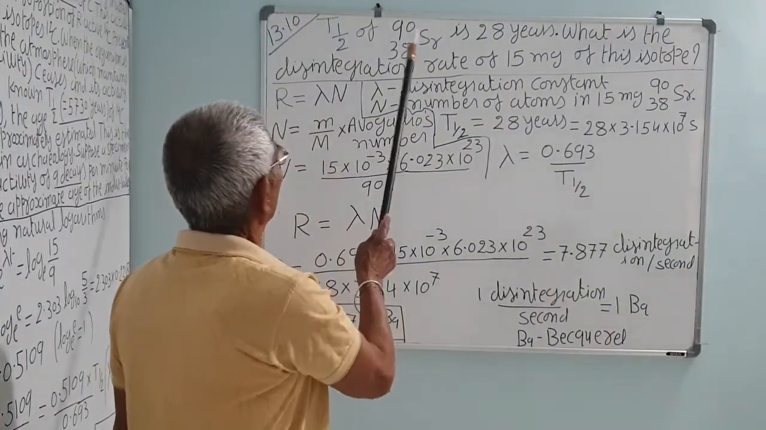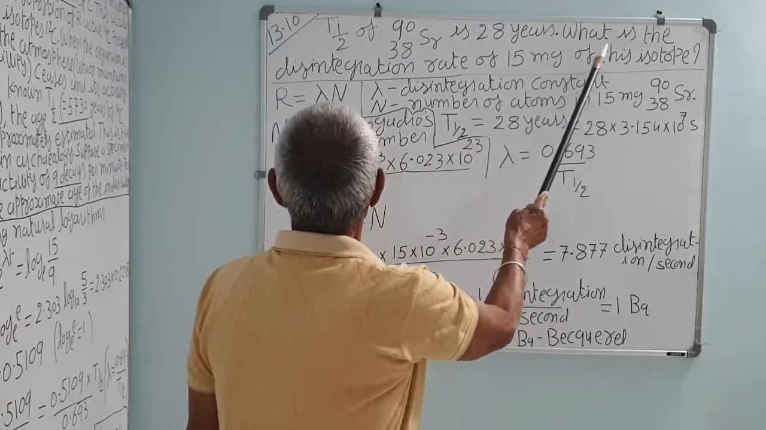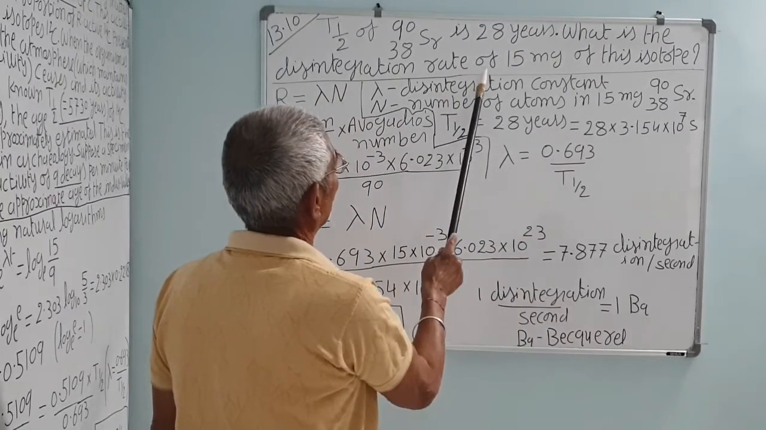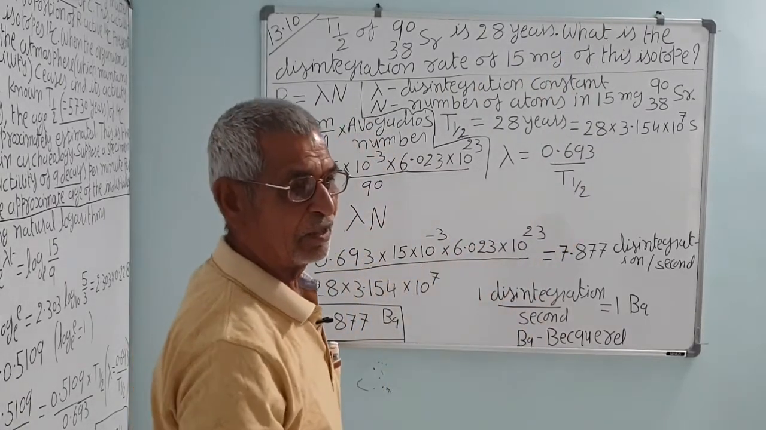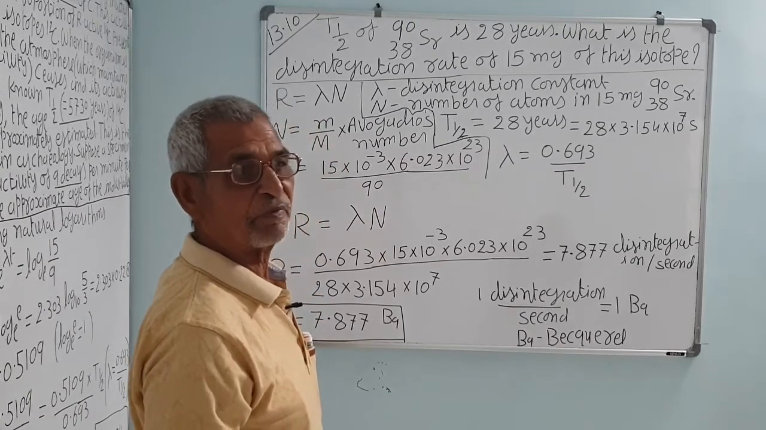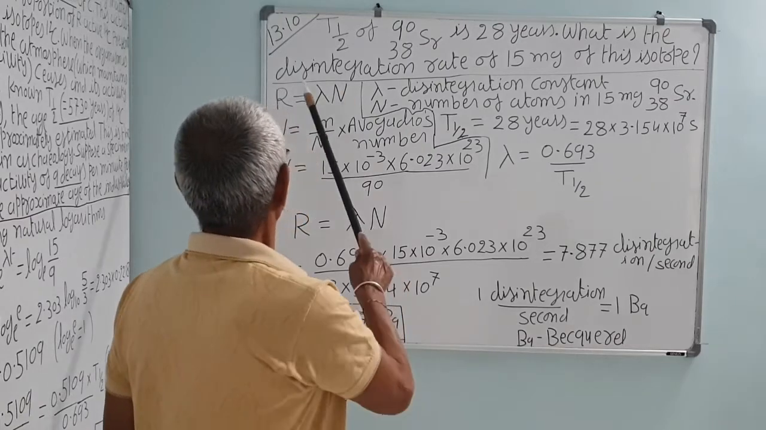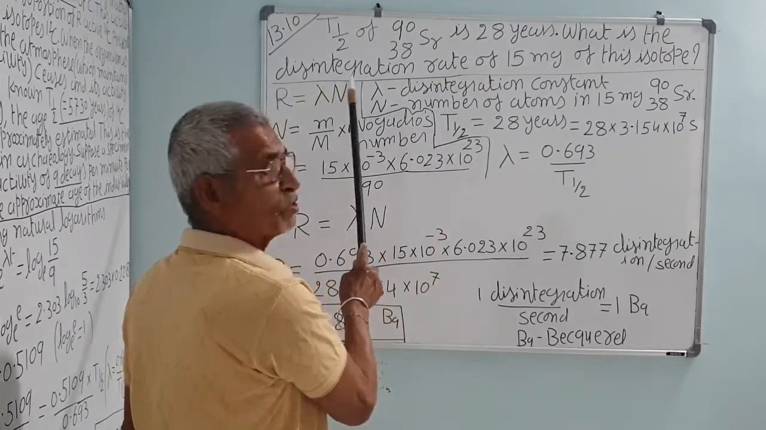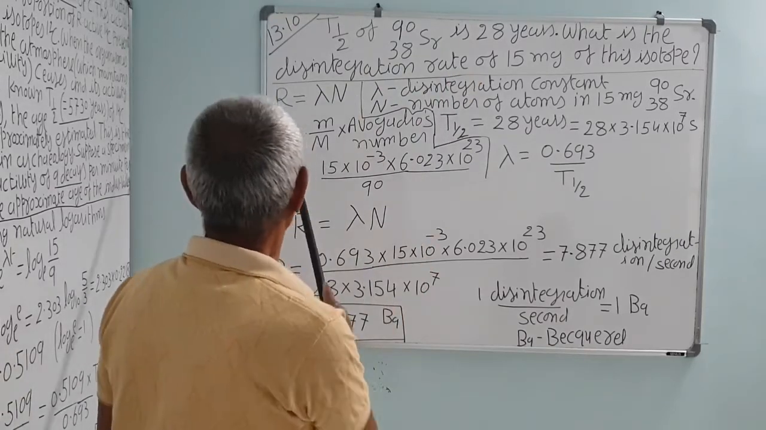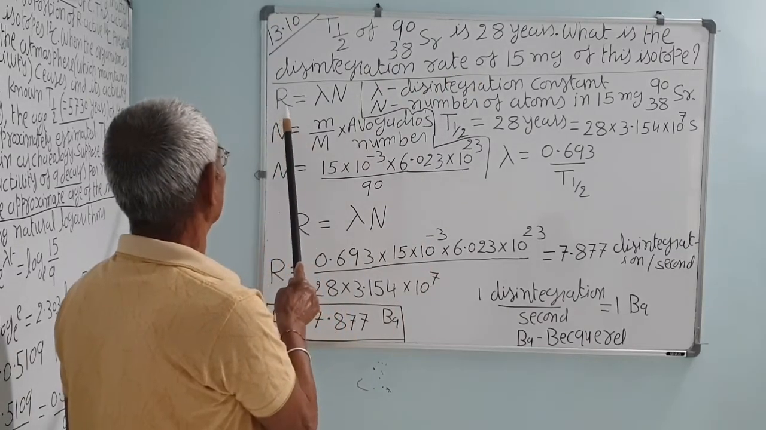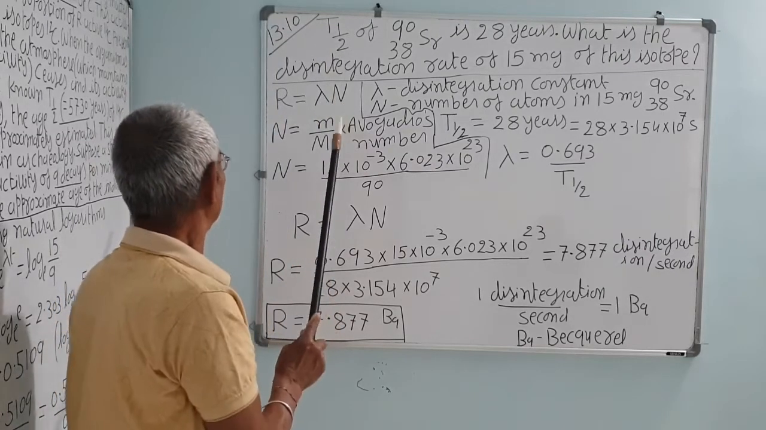The half-life of strontium-90 is 28 years. What is the disintegration rate of 15 mg of this isotope? We know the disintegration rate R, dN by dt, is also called the activity. R is the activity or disintegration rate, dN by dt, and R is equal to lambda N.